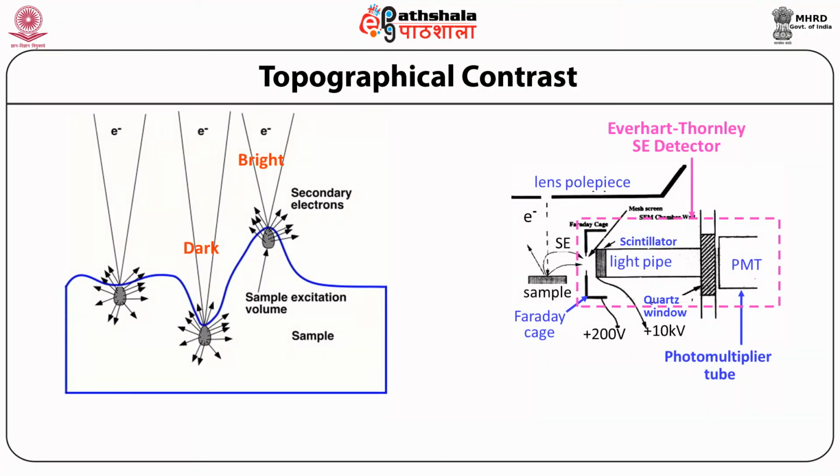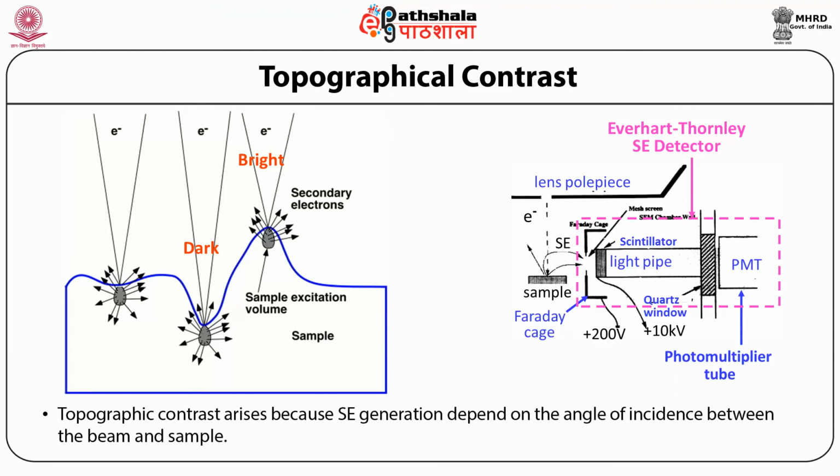So students, let us now discuss topographic contrast. This figure explains in detail how a topographic contrast arises, because secondary electron generation depends upon the angle of incidence between the beam and the sample. And the right hand side figure shows a schematic of the ejection of the secondary electrons to the photomultiplier tube, that is, PMT.